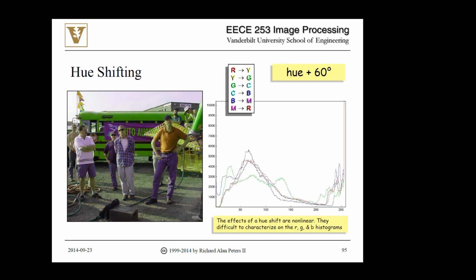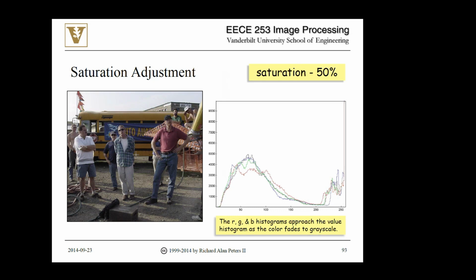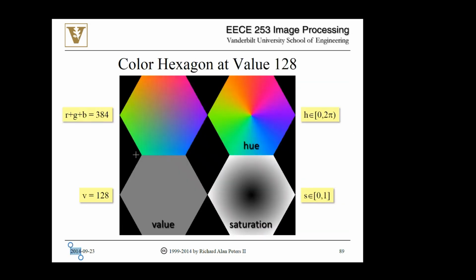So we will do that. We will add 60 degrees to the hue, and then there is the result. And then there is this table here. Red goes to yellow, yellow goes to green, green goes to cyan. So you are in red, you add 60 degrees, and now you are yellow. You are yellow, you add 60 degrees, now you are green. Green changes to cyan and so on.